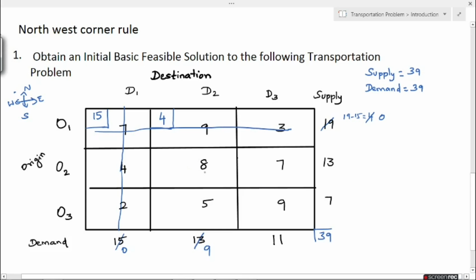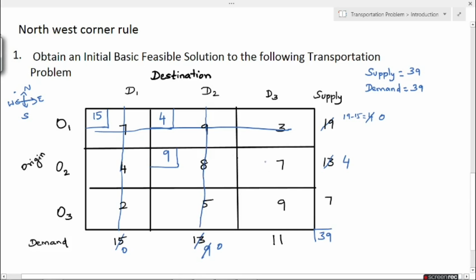Next we have 4 values, that is 8, 7, 5 and 9, and this is the northwest corner side. So our next allocation should be here. So consider the corresponding demand and supply value. Demand is 9, supply is 13, so which is minimum, 9. So we have to allocate 9 here. Now using this allocation, we subtract these two values, that is 9 minus 9, 0, and 13 minus 9, that is 4. See here, demand value is 0, so we have to cancel the corresponding column.